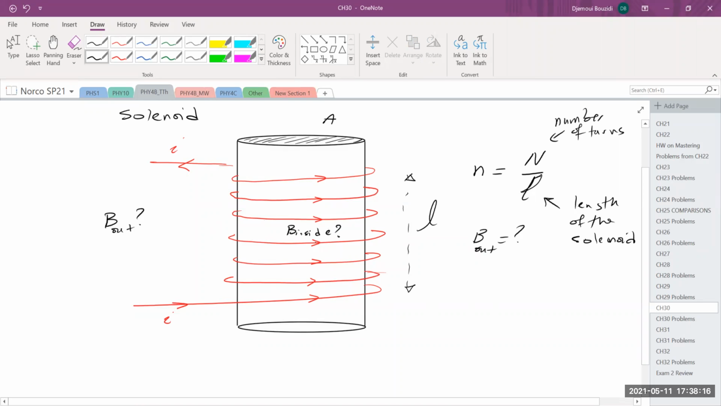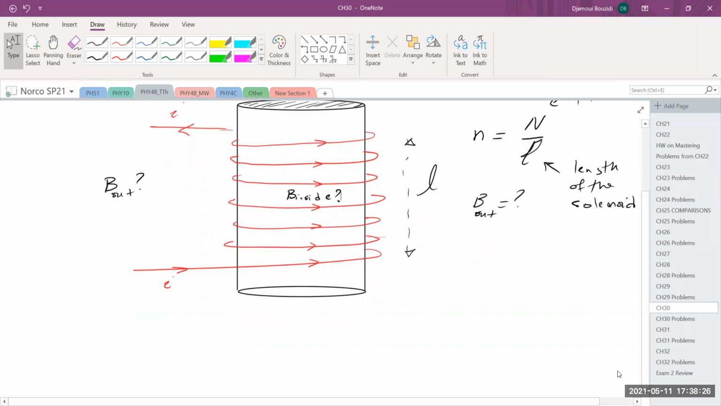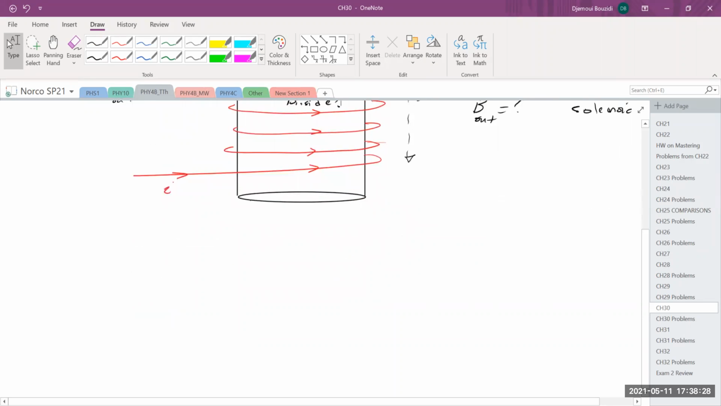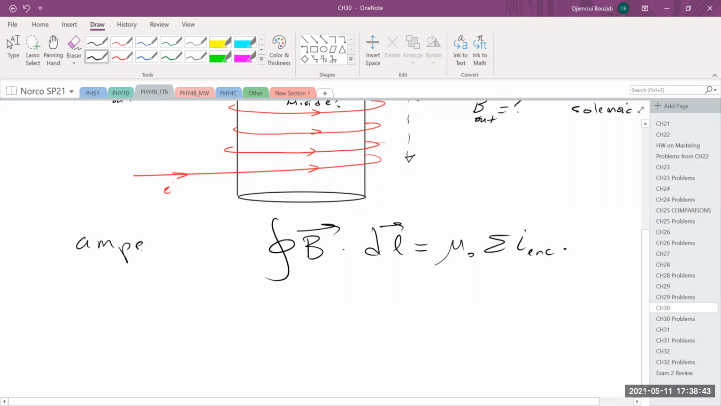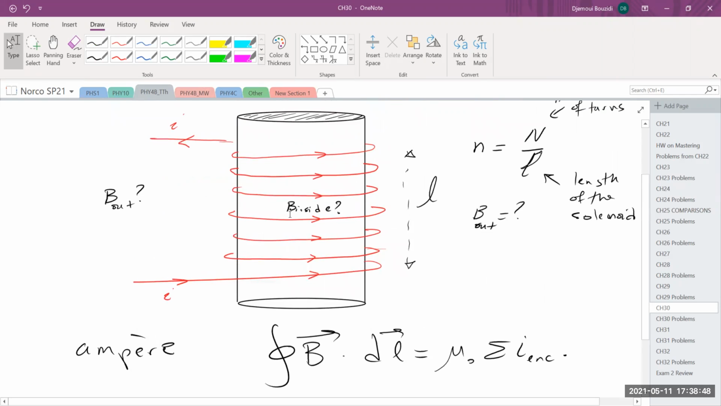That is the whole purpose of this exercise, trying to see how much magnetic field I can create with this solenoid. If I have a current I, obviously current I will create a magnetic field. So what I'm going to do in here, I'm going to use Ampere's law, that's from chapter 28, that says the circulation of the magnetic field over a closed path, dl, is equal to mu naught times the sum of the currents enclosed. That's basically Ampere's law. So we're going to use Ampere's law to find what the magnetic field is outside, what the magnetic field is inside, and what the magnetic field is outside on the other side.